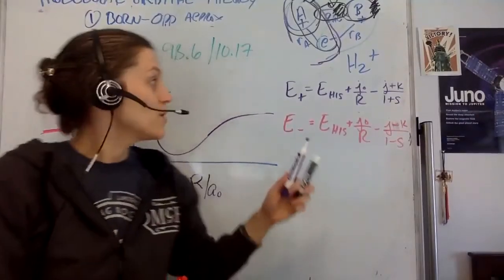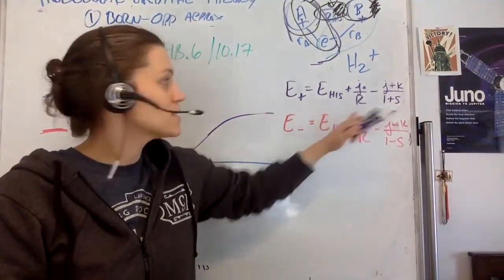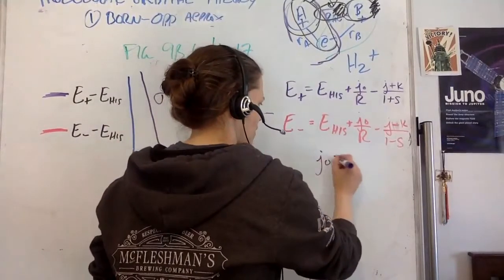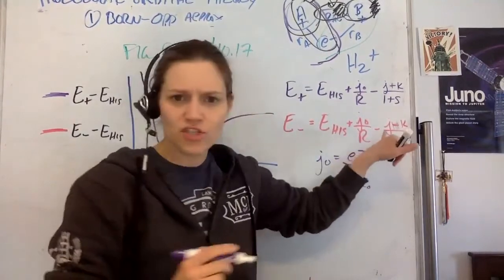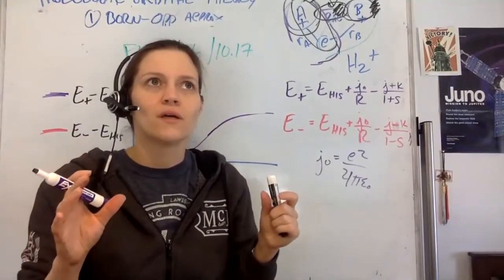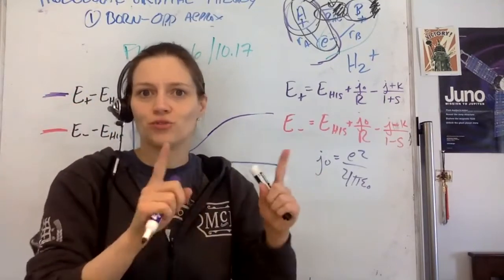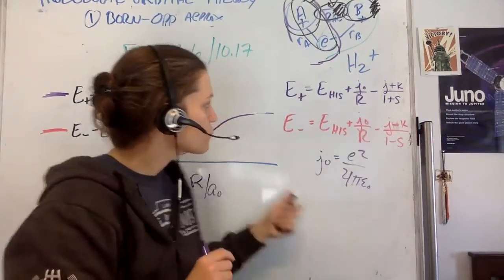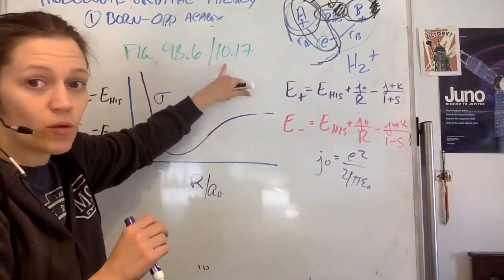Okay, so I've got E plus and E minus written with the energy of H1s plus J0 over R. And I should have mentioned, J0 is shorthand for e squared over 4 pi epsilon naught. The integral J is known as the Coulomb integral, and J0 is just the Coulomb potential when you don't have additional overlap energy density, with just two charges. So e squared over 4 pi epsilon naught is J0. Okay, so the plot that I want to show you is 9B.6 or 10.17.